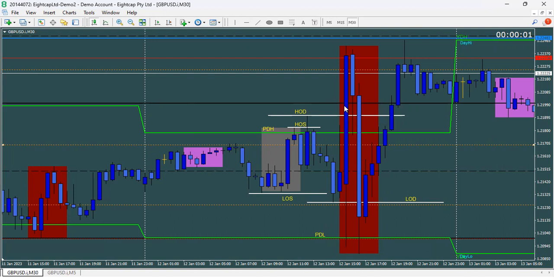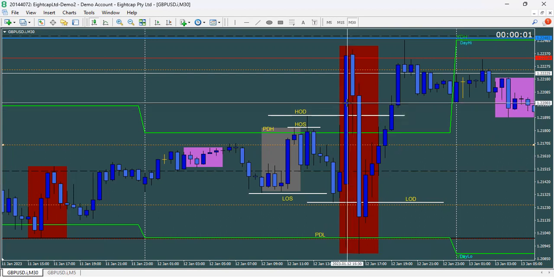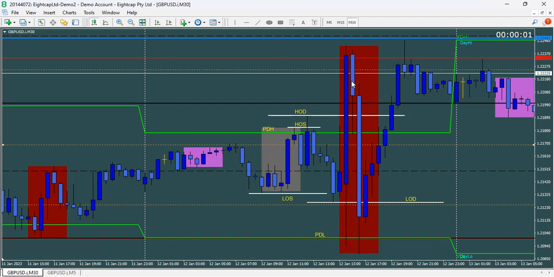All right, now they took out our high of the day, high of the session, previous day's high, and we definitely went 25 pips outside of the 100 pip box. Let's put some measure. We went 40 pips outside of our 100 pip box. All right, so this is a good sign. We had all this.